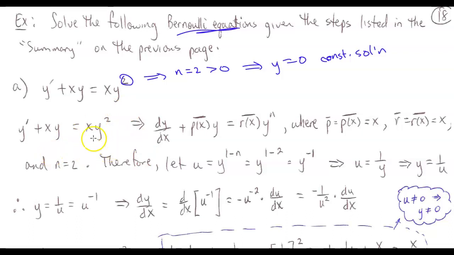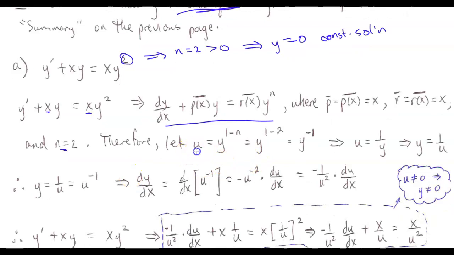Now, if we look at this equation that we were given, if I rewrite it like this, then of course, I'm just doing the lines over here to make it look different than what I've had before. Nothing special about what the lines mean. So here I know that my p of x function is just going to be x, and my r of x function is going to be x as well. Okay, and n is 2.